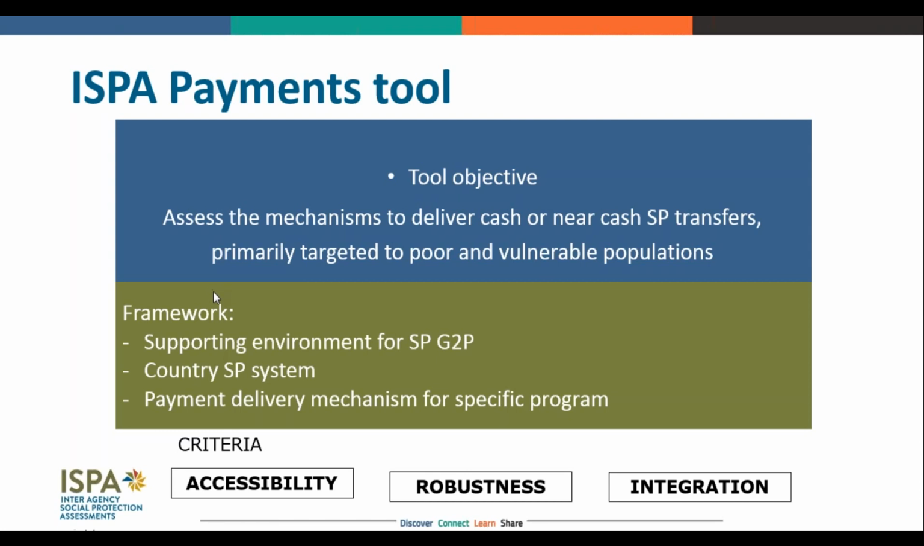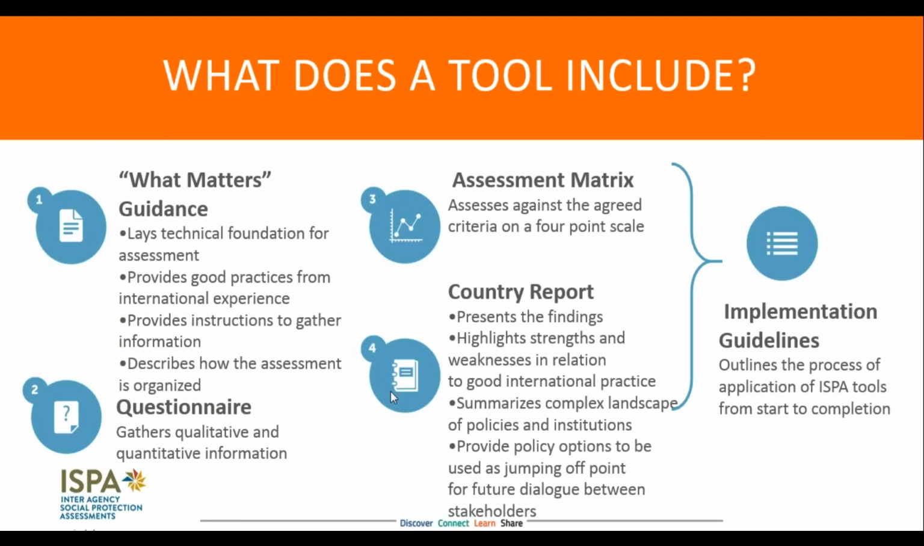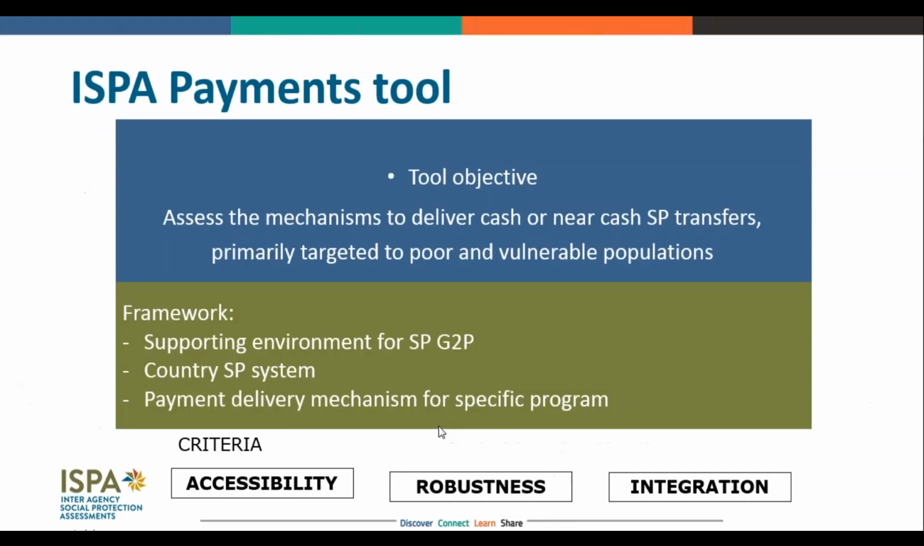The last category of tools, which is the one into which our tool falls, is the delivery tools, which provide governments with a tool to conduct an in-depth analysis of different delivery aspects. They look at the aspects that are essential for the delivery of social protection benefits and include elements such as identification system, payment mechanism, and M&E framework.